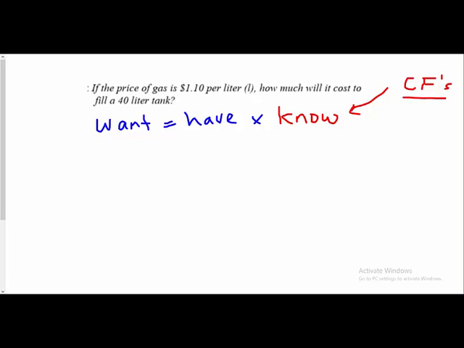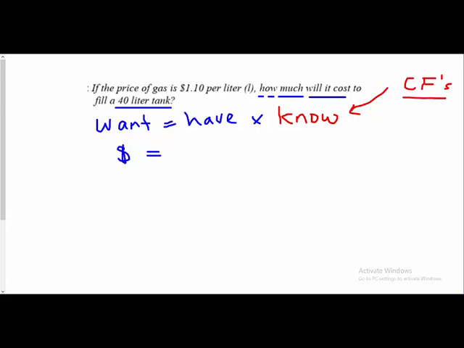So here, if the price of gas is $1.10 per liter, how much will it cost? There is what we want right there. How much will it cost? And we'll assume that that's in dollars because we're talking about money. And what do I have? There's two pieces of information here. There's a 40-liter tank that we're filling. So there's one piece of information. And the other piece of information is that the price of gas is $1.10 per liter.